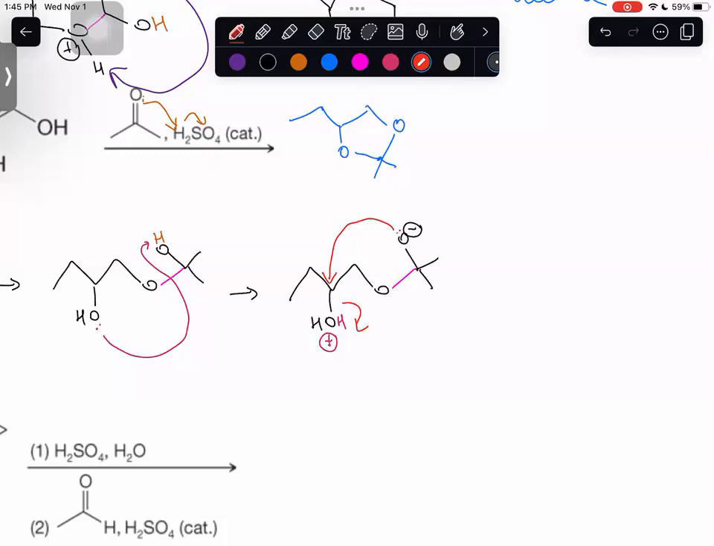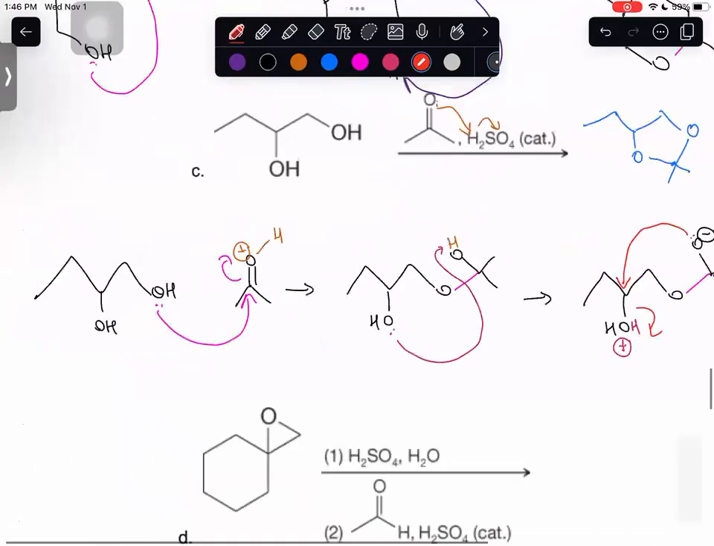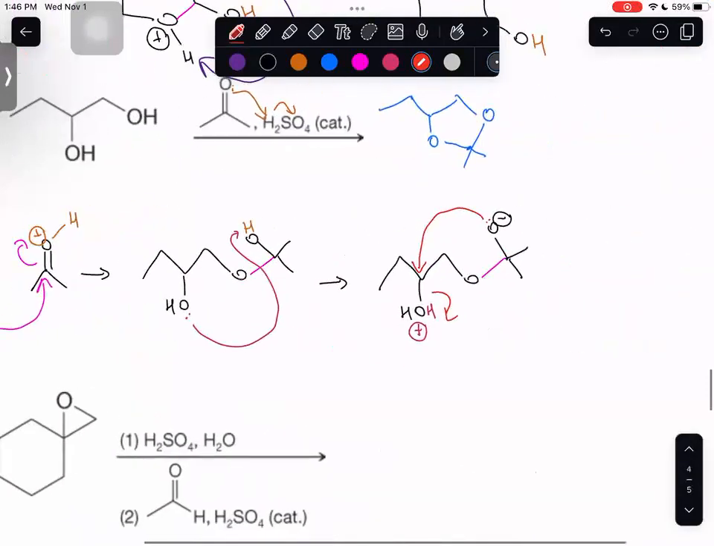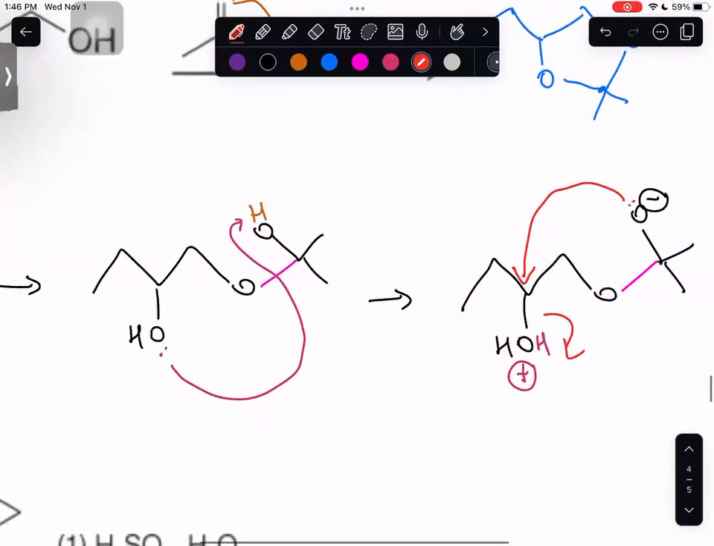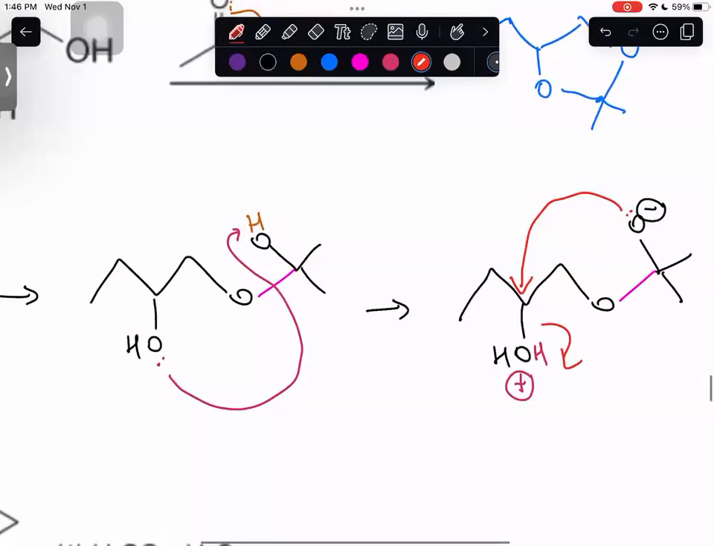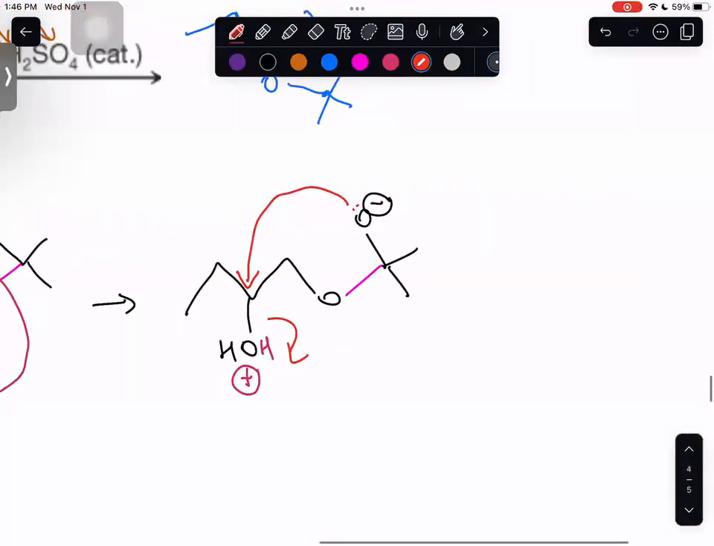I drew something wrong, didn't I? Not sure. That one's absolutely correct. Oxygen takes that one. We create this little guy. I just drew it differently. Same thing.